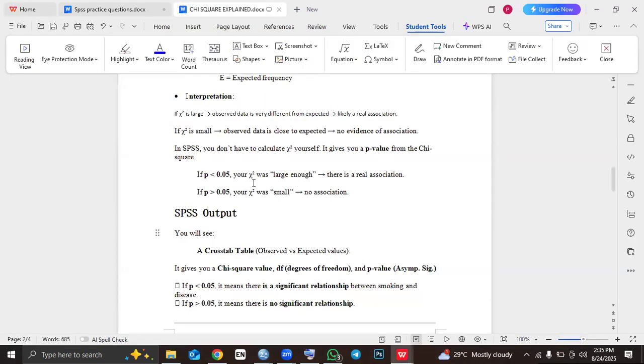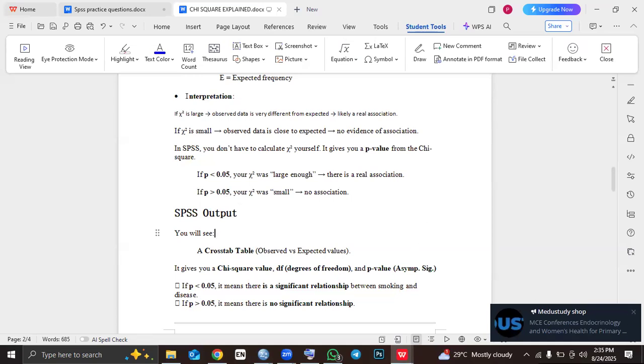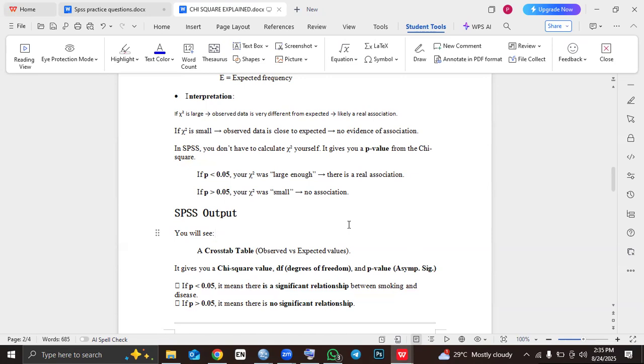Now, if the p-value is less than 0.05, then it means that your chi-square value was large enough, and hence there's a real association between the variables. However, if the p-value is greater than 0.05, then it means that your chi-square value was small, and hence there's no association between the variables.